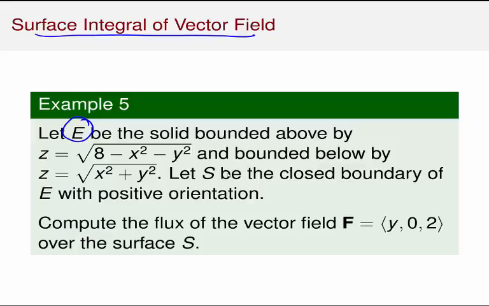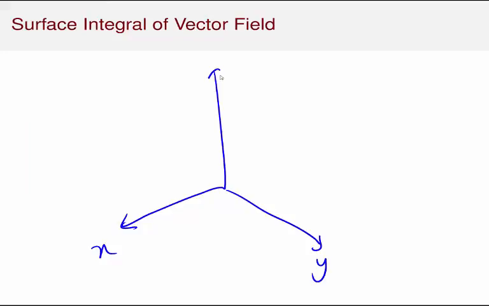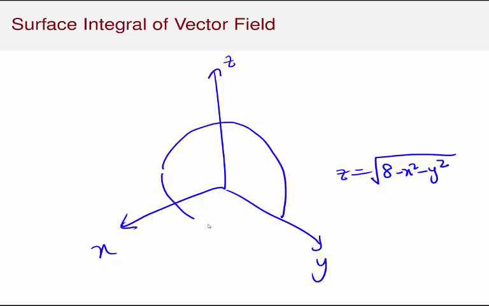Furthermore, we are going to let S be the closed boundary of the region E with positive orientation. Right, let us visualize this region E over here in the XYZ space. Notice that the equation z equals square root of 8 minus x squared minus y squared is the upper hemisphere of radius square root 8. Imagine we have the upper hemisphere over here with radius square root 8.